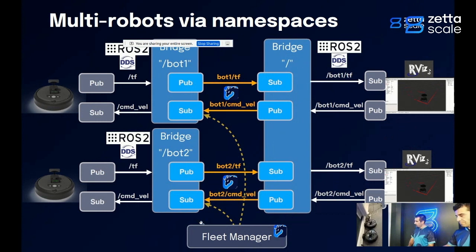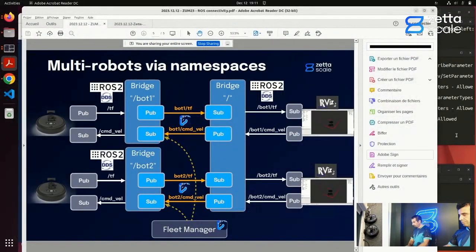At the same time, I still can have a fleet manager application, not as a ROS node, but as a pure Zenoh application that will just publish some twist messages on the Zenoh topics, which are here used by the two bridges. So with this fleet manager, I'm able to drive the two robots. So let's see how this works.